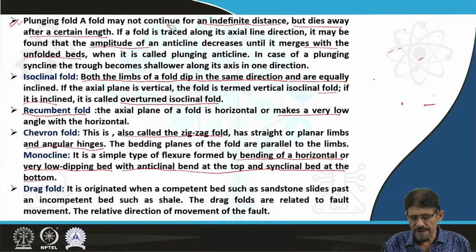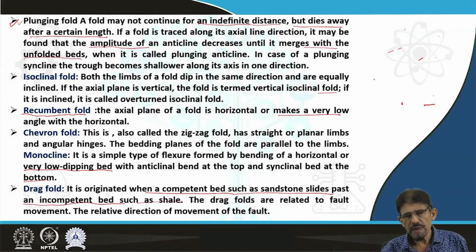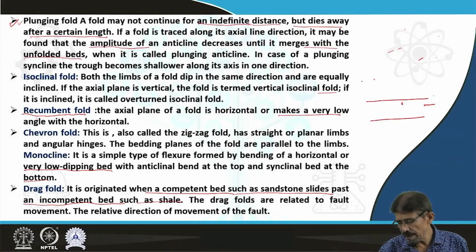Drag, as the name indicates, is formed by the faulting or dragging of beds over one another. It originates when competent beds such as sandstone slide past incompetent beds such as shale. In such cases, due to the dragging effect, there is a formation of drag fold, as you can see here, with the incompetent bed and the competent bed. So when this competent bed is moving, there are some changes in features, and in this way there is a formation of drag fold.